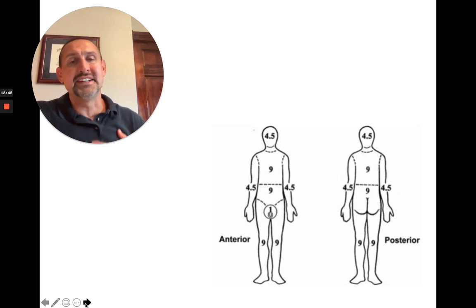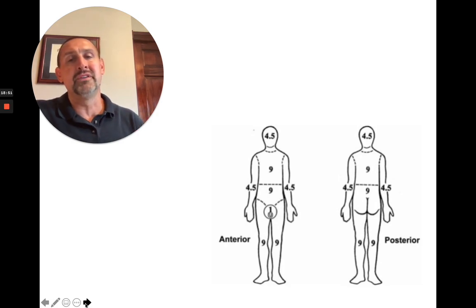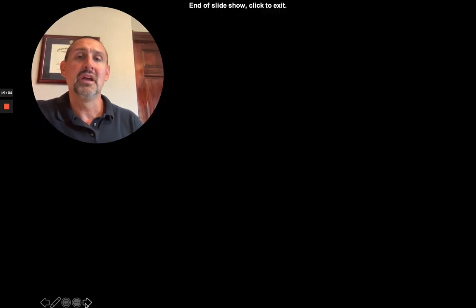The front of your chest is 9% of your body. An arm is 9% of your body. So that if you had a burn that covered your entire arm and your entire leg, it would be 9% for your arm and then 18% for your leg. A total of 27% of your body would be burnt. Hopefully that helps you understand a little bit about tissue, skin, homeostasis, and how your skin helps to maintain your body's homeostasis.